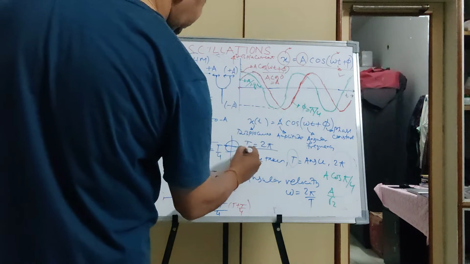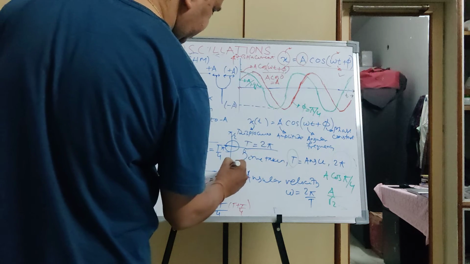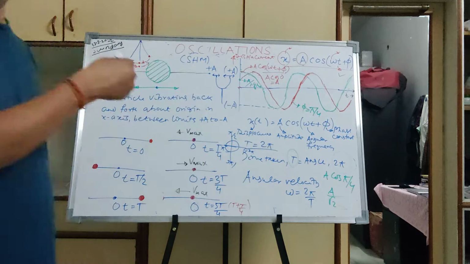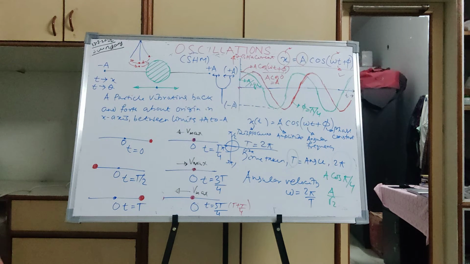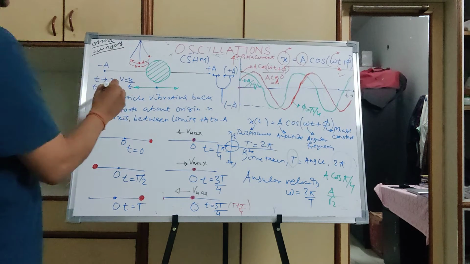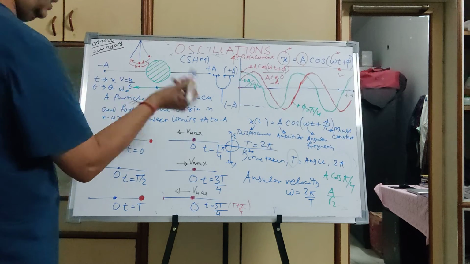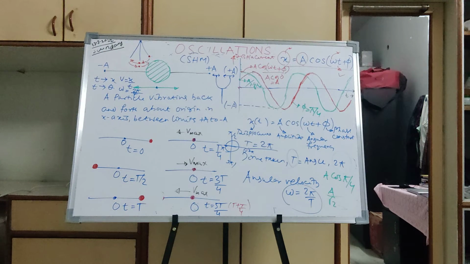This is 0, this is pi by 2, this is pi, this is 3 pi by 2, and again 2 pi. So in one circle, it covers 2 pi angle. In linear motion, distance per unit time is linear velocity, x by t. Similarly, angular velocity is angle covered per unit time. Here it covered 2 pi in time period T. So the takeaway is that angular frequency or angular velocity is equal to 2 pi by T.